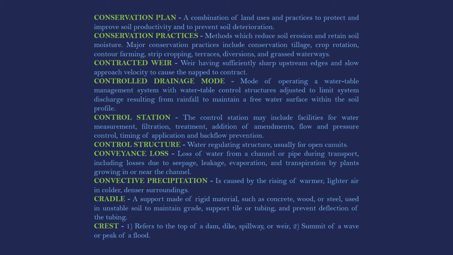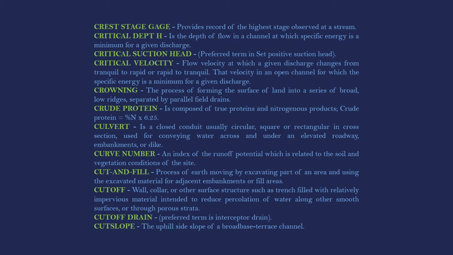Crest: 1, refers to the top of a dam, dike, spillway, or weir; 2, summit of a wave or peak of a flood. Crest stage gauge provides record of the highest stage observed at a stream. Critical depth is the depth of flow in a channel at which specific energy is a minimum for a given discharge. Critical suction head: preferred term is net positive suction head.